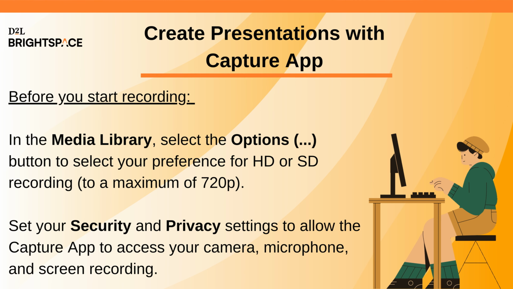Before you start recording, in the Media Library, select the Options button to select your preference for HD or SD recording to a maximum of 720p. Set your security and privacy settings to allow the Capture app to access your camera, microphone, and screen recording.